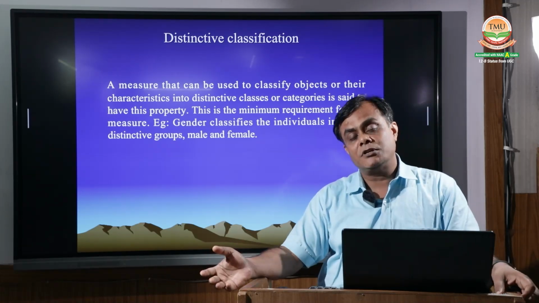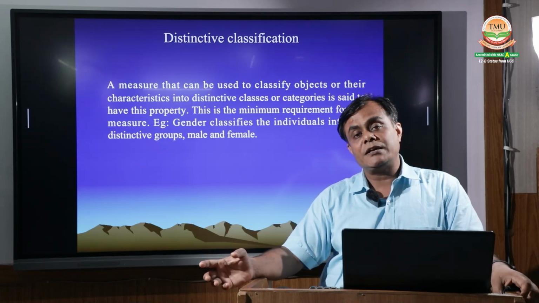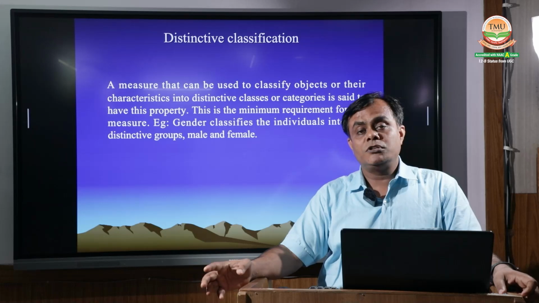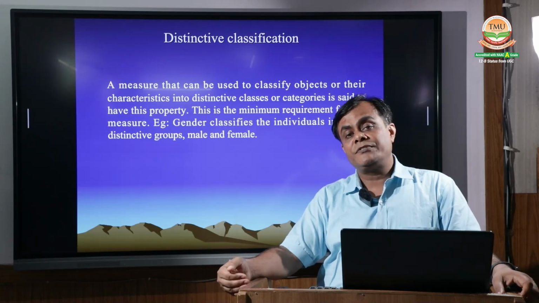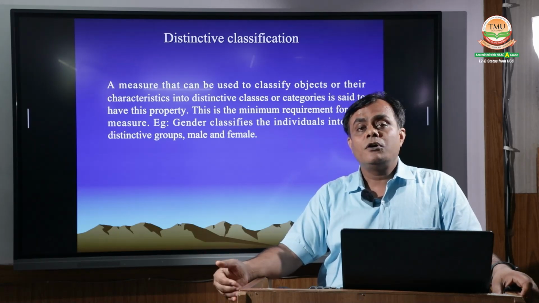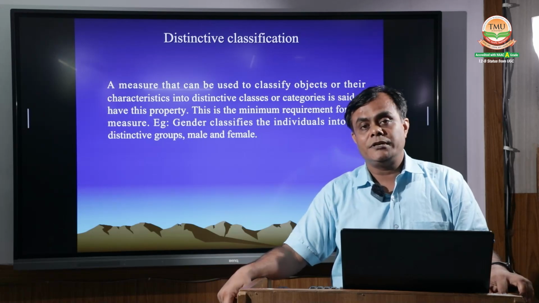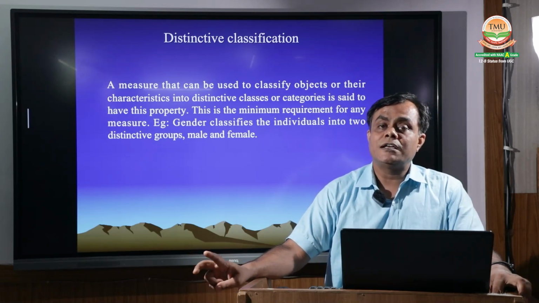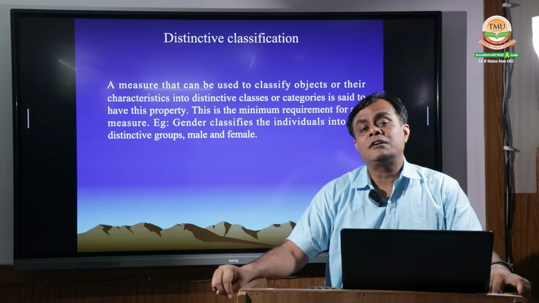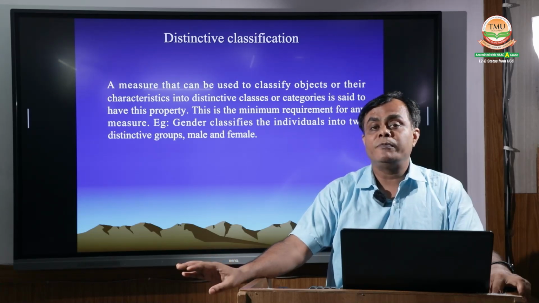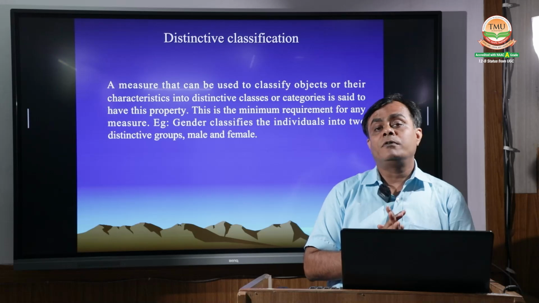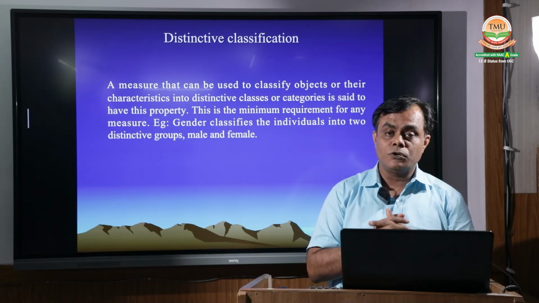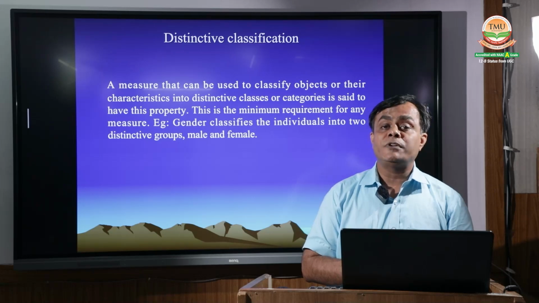Again, we are talking about distinctive classification. If you want to classify data in the gender format, there are two options: either you classify into male or female, or sometimes you can use transgender. So you can classify into male or female, or into three formats: male, female, or transgender. But apart from this, there is no other option for the classification. So that is called a distinctive classification.